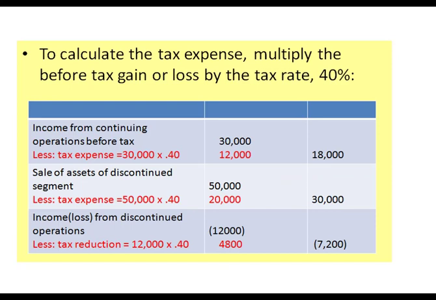To calculate the amount of tax expense, multiply the before tax gain or loss by the tax rate. So on our income from continuing operations, which is $30,000, $30,000 times our tax rate of 40% means our tax expense would be $12,000, giving us an after-tax amount of $18,000 income from continuing operations. For our discontinued, we have our gain of 50 times 40% means tax expense of $20,000 and an after-tax gain of 30, and for our loss from discontinued operations times 40% means a tax reduction of $4,800, giving us an after-tax loss of $7,200. Notice we are deducting the tax reduction to come up with the after-tax loss.